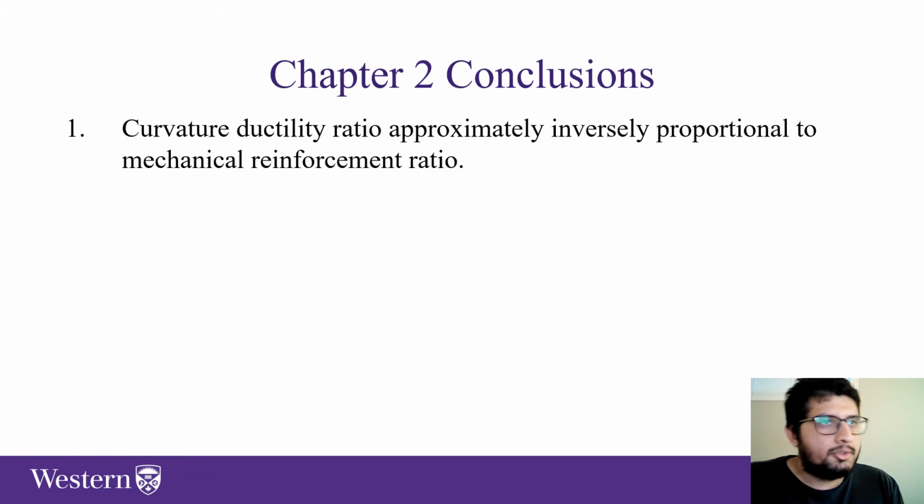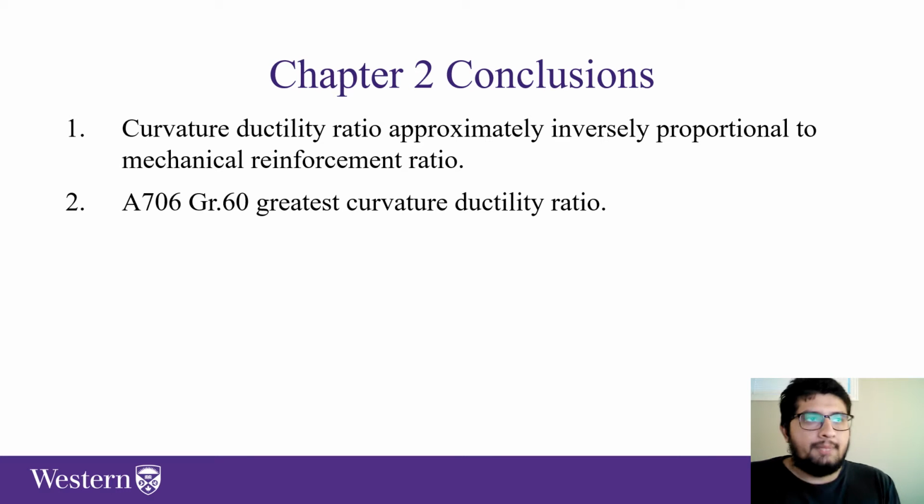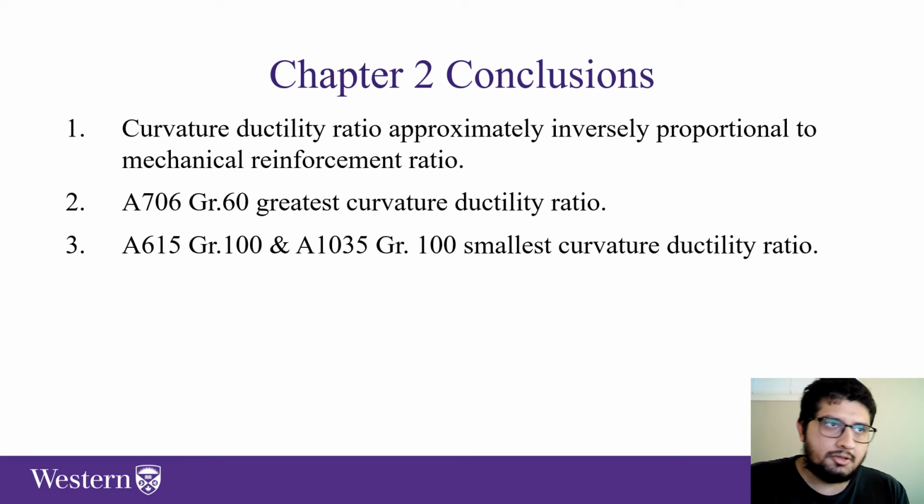So in conclusion, the curvature ductility ratio is approximately inversely proportional to the mechanical reinforcement ratio. A706 grade 60 has the greatest curvature ductility ratio. High strength reinforcements, which include A615 grade 100 and A1035 grade 100, have the smallest curvature ductility ratios.